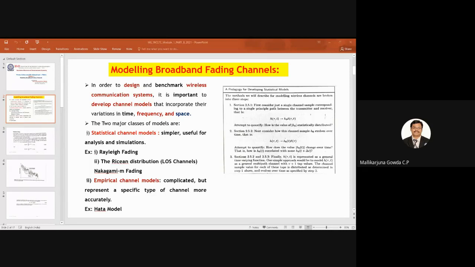Then the second one, the empirical channel model. These empirical channel models are slightly complicated, but they represent a specific type of channel more accurately. Empirical channel models are basically built from field tests.